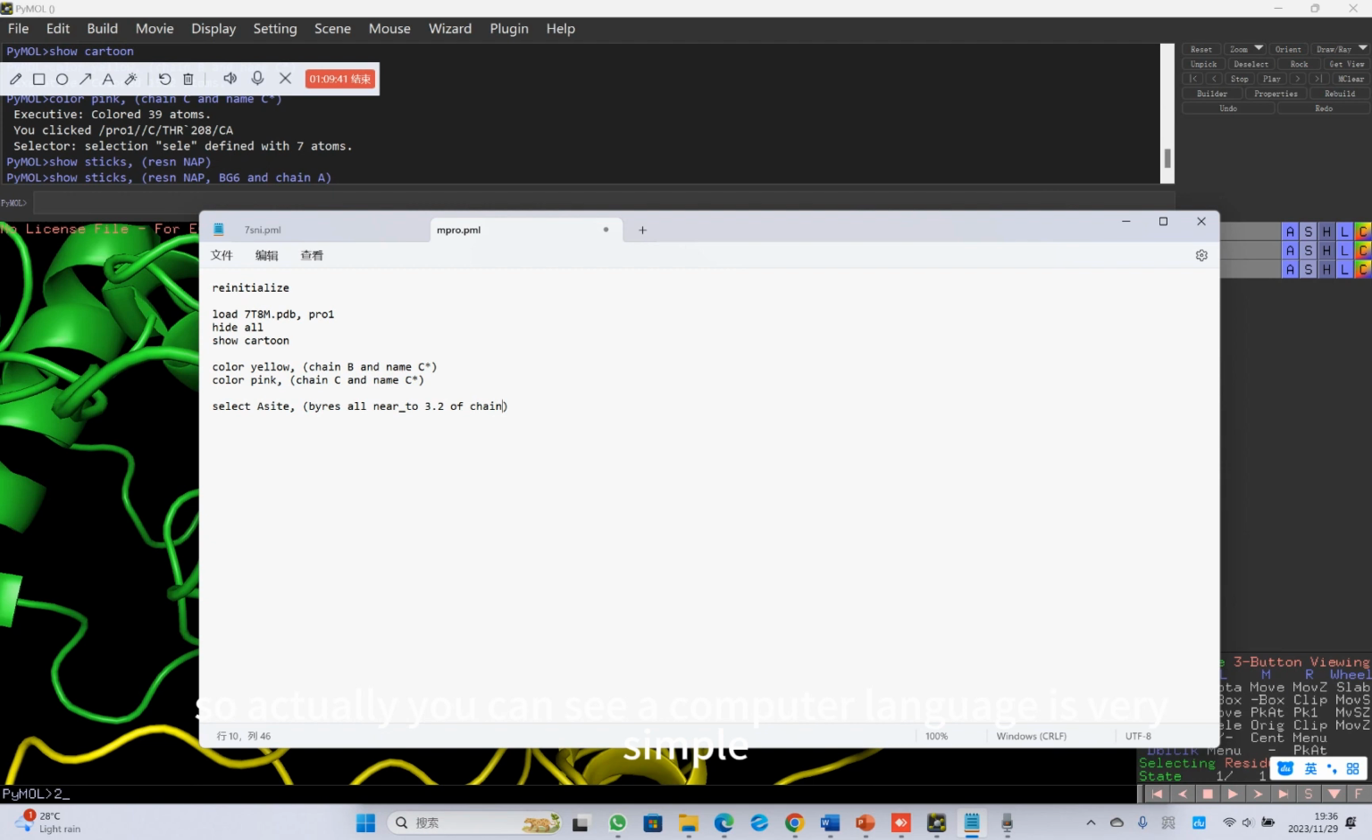So actually you can see computer language is very simple. Very straightforward. It's not like women. Difficult to understand. Okay, some men also very difficult to understand.